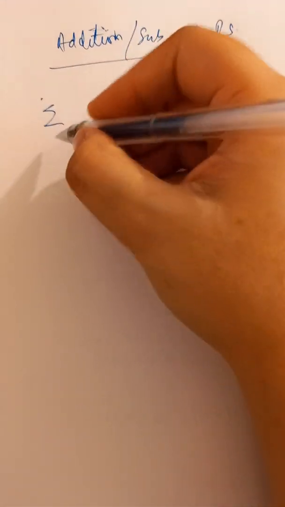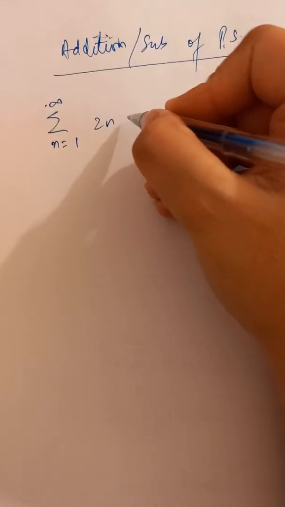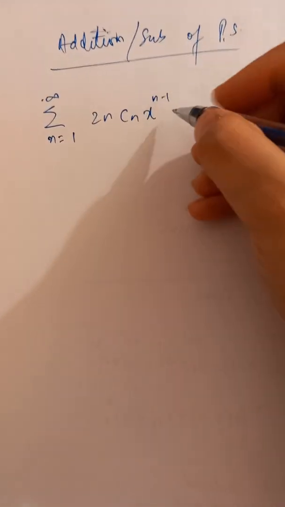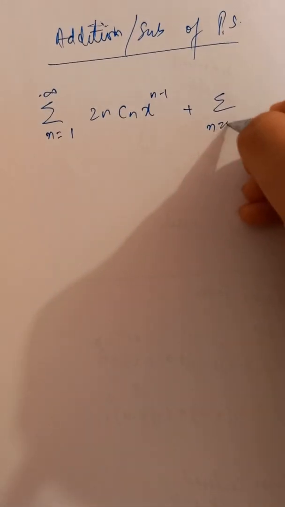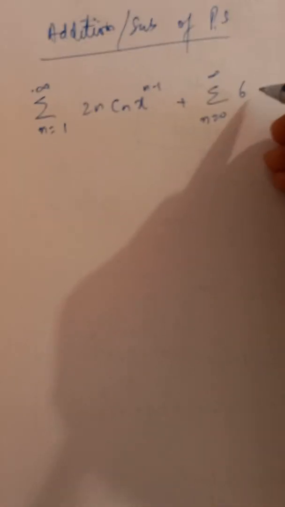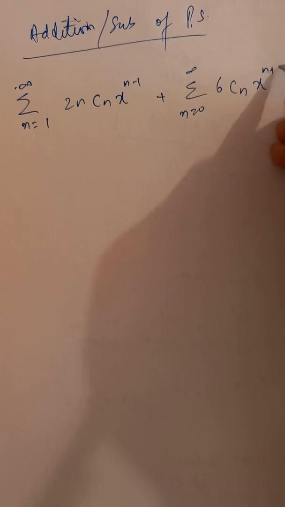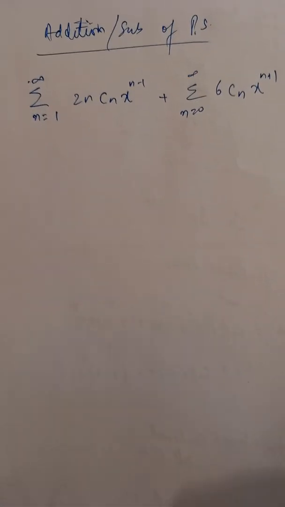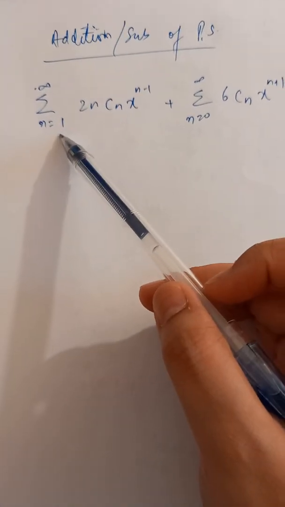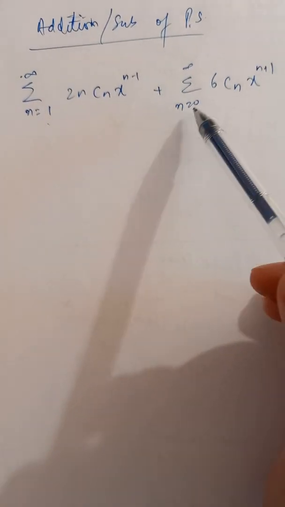Okay, so let's say that I need to add the series n equals to 1 to infinity 2 power n cn x power n minus 1 and plus n equals to 0 to infinity 6 cn x power n plus 1. Okay, so these are the two different series. You can obviously see that this one starts from 1, right, and this one starts from 0.